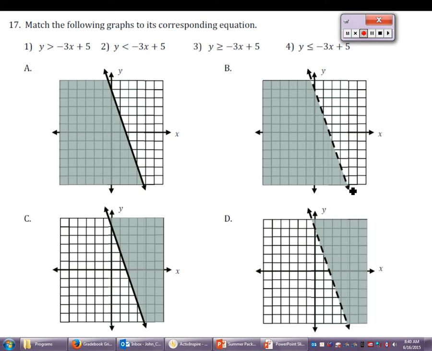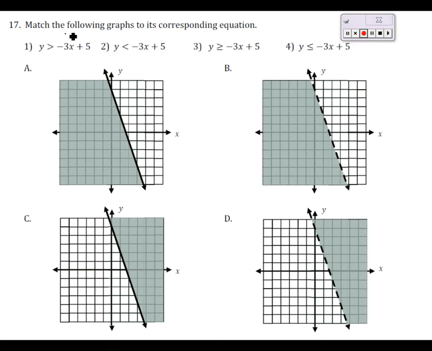So that would imply that graph D goes with number 1, and graph B goes with number 2. Similarly, for 3 and 4, graph A is going to go with number 4, and graph C is going to go with number 3. And that's your answer.